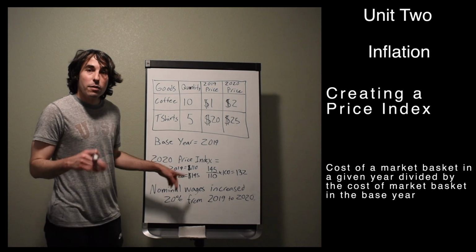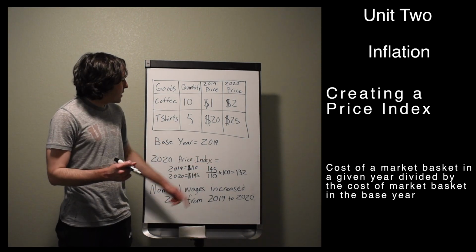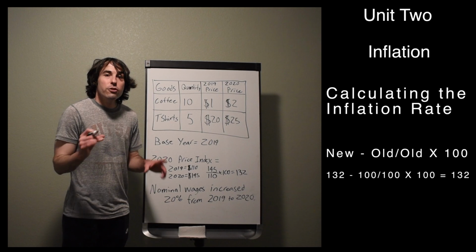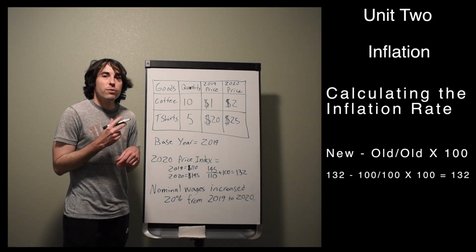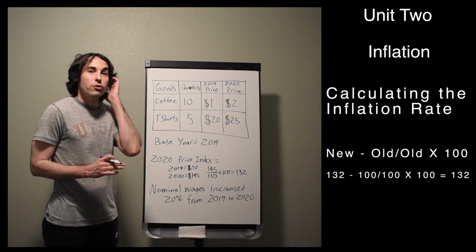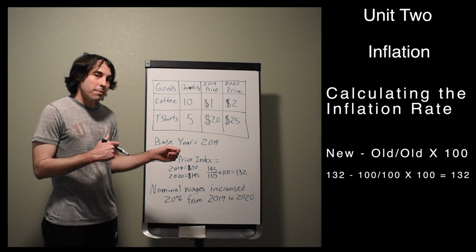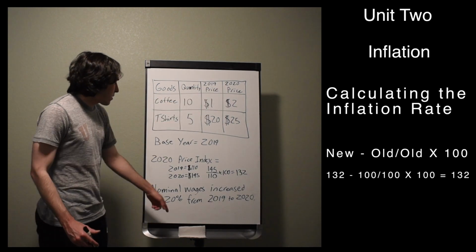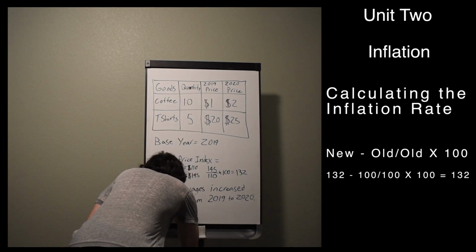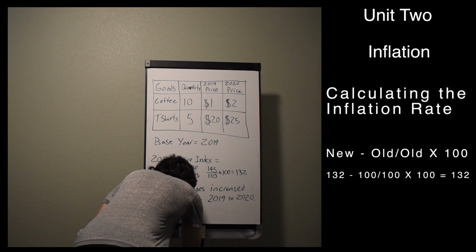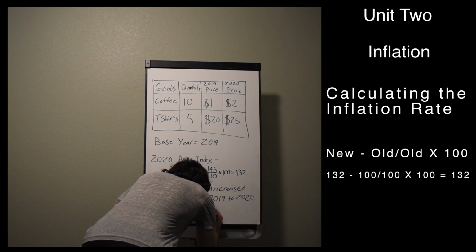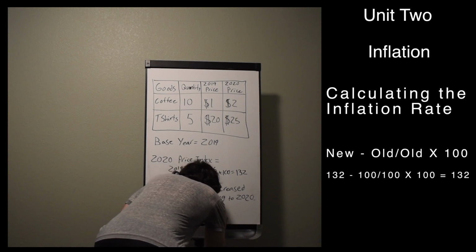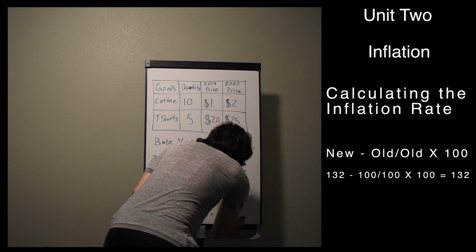So in the base year, our price index is 100. In 2020, it's 132. So now we can use this price index to measure inflation between the 2 years. It's still that same old new value minus old value divided by the old value times 100. The new year between these 2 years is going to be 2020, so it's going to be the new value of 132 minus the old value of 100 divided by the old value of 100 times 100, and that comes out to a 32% increase in prices from 2019 to 2020.